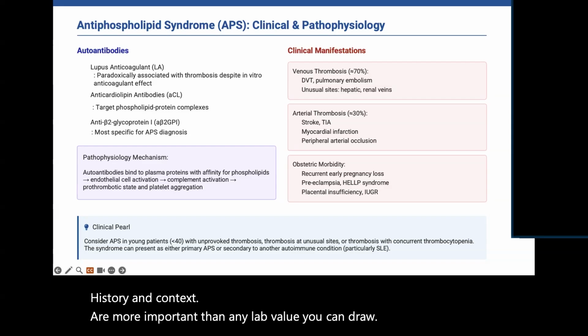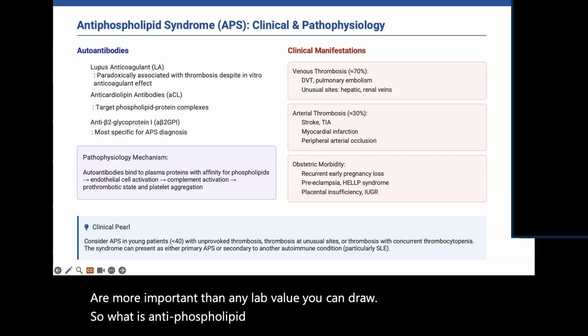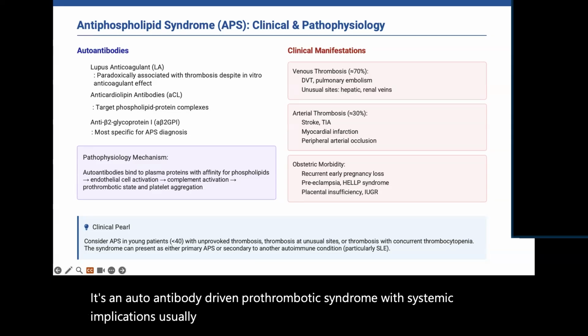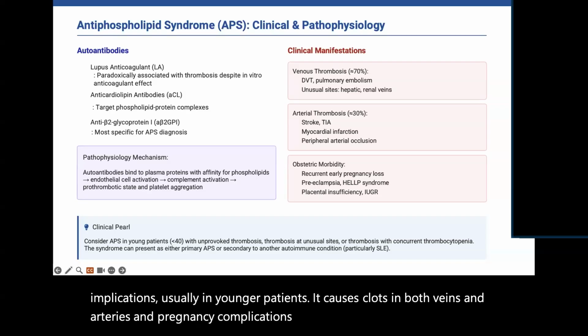So what is antiphospholipid syndrome? It's an autoantibody driven prothrombotic syndrome with systemic implications, usually in younger patients. It causes clots in both veins and arteries and pregnancy complications. That's like the hallmark feature of this condition.